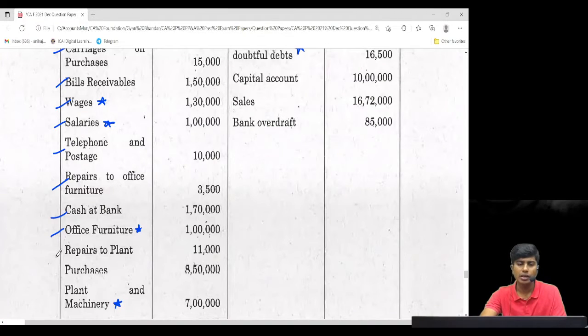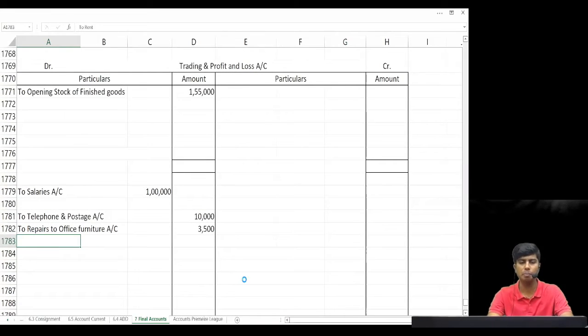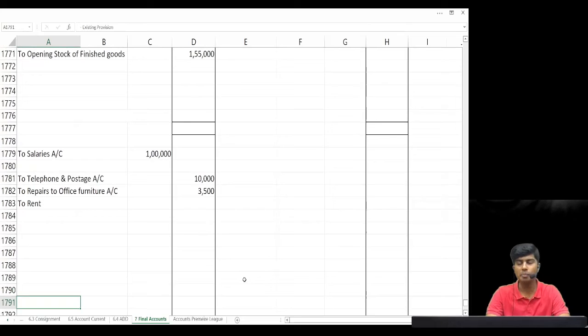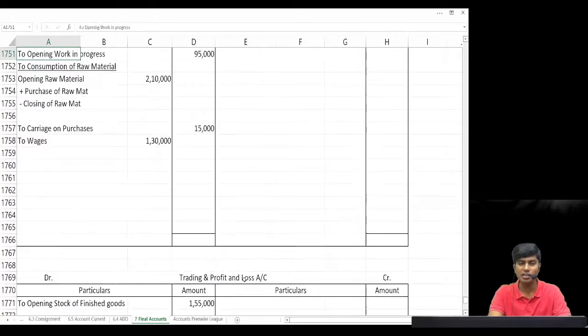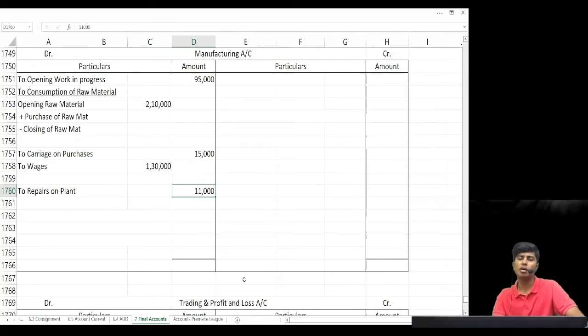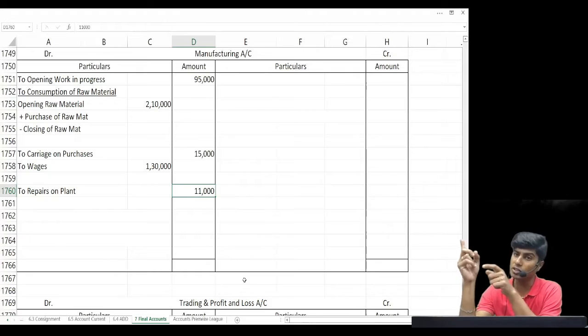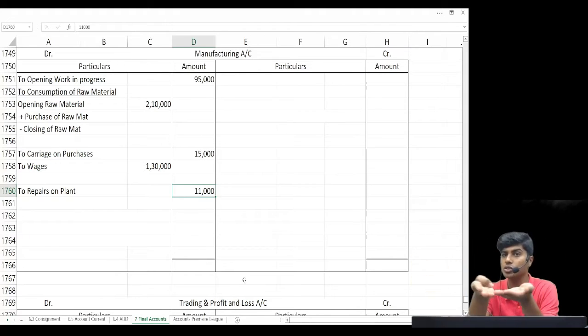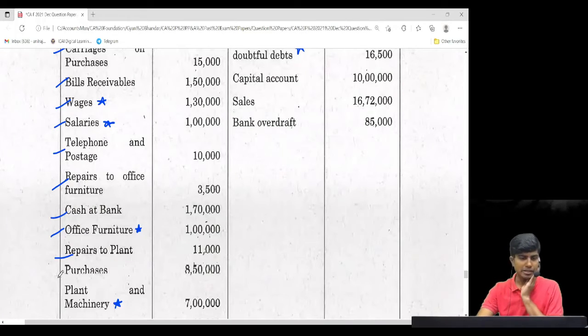Very good. Then repairs to plant is 11,000. This repairs to plant being an expenditure, I'll write it in my P&L account. Sorry, repairs to plant is a manufacturing expense. Why? Plant depreciation. This is a manufacturing entity, no? It will come in manufacturing, not in trading. So let's write in manufacturing account. Little space for our wages adjustment, and repairs on plant 11,000 in manufacturing. Depreciation on plant and machinery, manufacturing account. And repairs on plant and machinery also manufacturing account, because plant and machinery is used in manufacturing in the factory. Got that? Done.